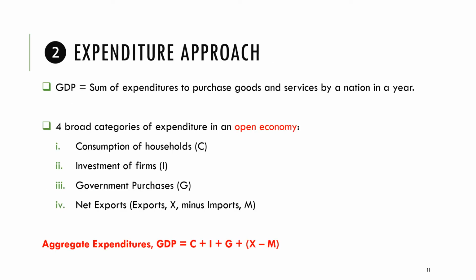The expenditure approach measures GDP by summing expenditures to purchase goods and services by a country in a year. There are four components of expenditure in an open economy. These include household consumption, investment, government spending, and net exports. Therefore, aggregate expenditures are C plus I plus G plus X minus M.